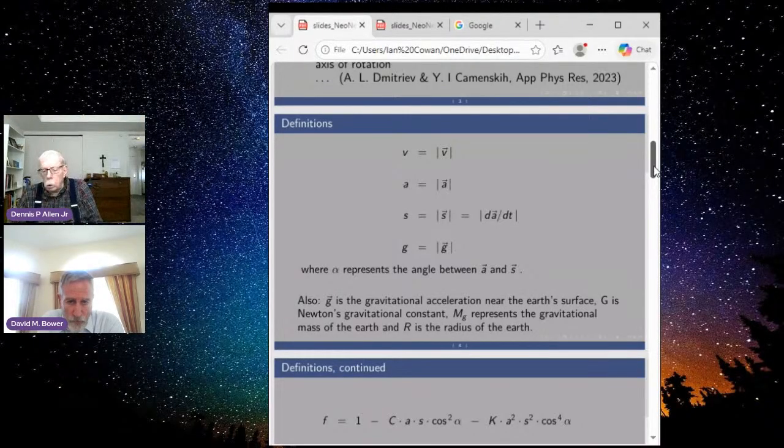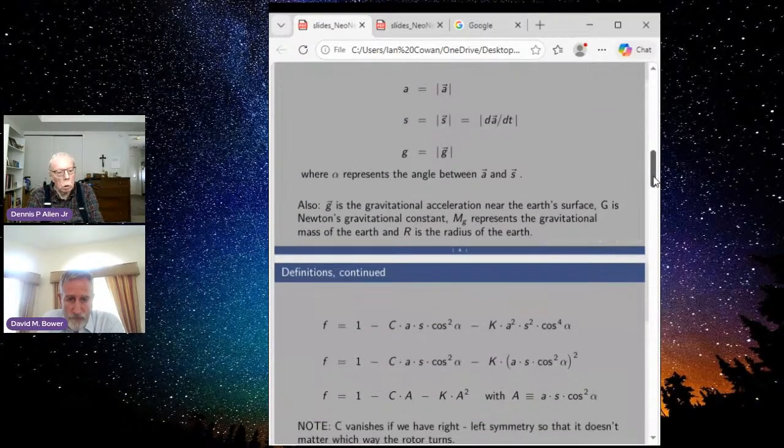A little while later, we're going to talk about the force of gravity, and here we have the usual constants. Big G, Newton's gravitational constant. Big M represents the gravitational mass of the Earth, and R is the radius of the Earth. So those should be pretty self-evident. And then if you scroll down again, we have some more definitions.